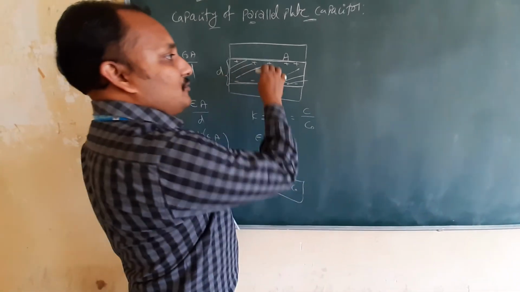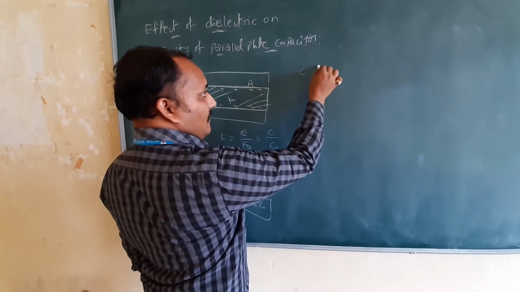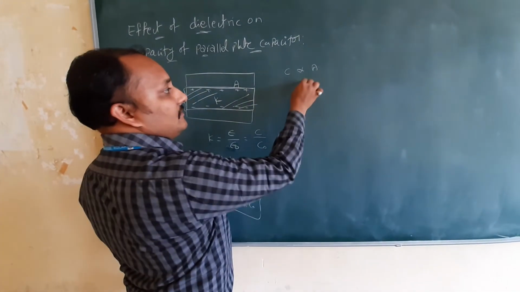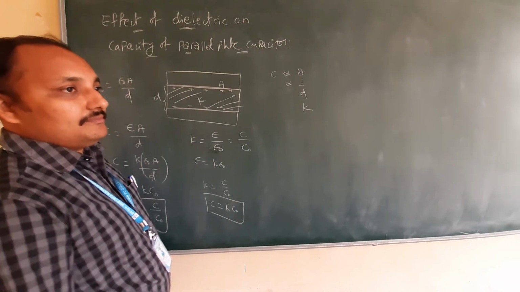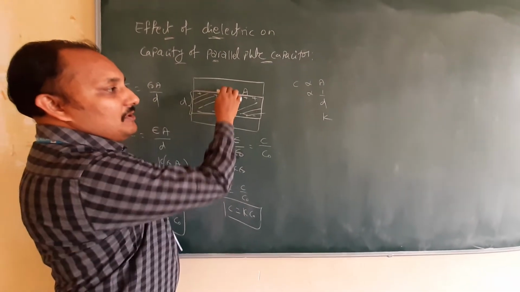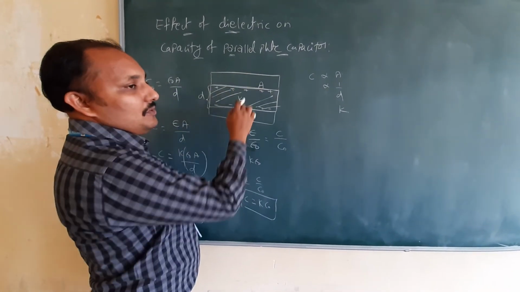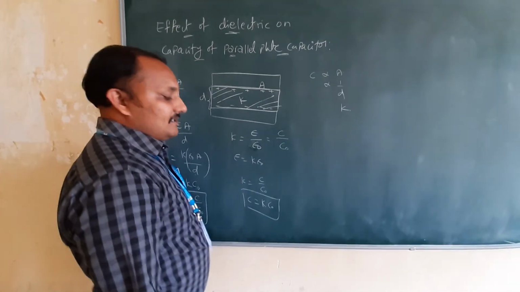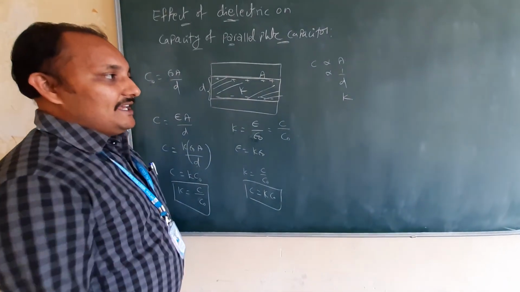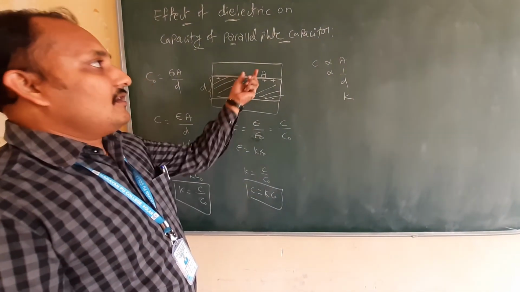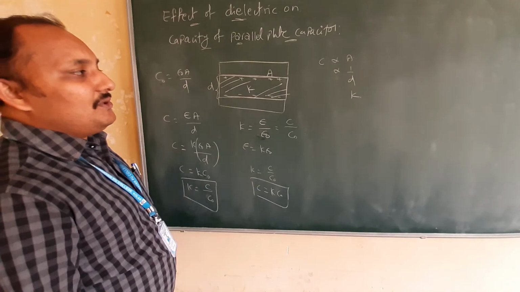Now the capacity of a parallel plate capacitor depends on its area. Next, separation. Another one is the medium present in between the two metal plates, that is nothing but the dielectric. If you place some dielectric or substance in between the plates, its value increases by K times. Dielectric constant times capacity is going to increase. This is the effect of dielectric on capacity of the parallel plate capacitor. Its capacity value is going to increase.